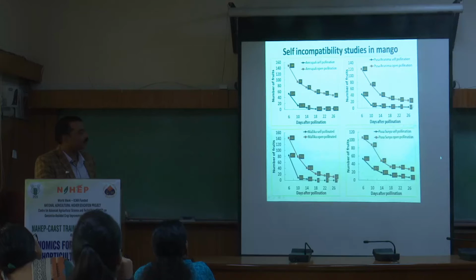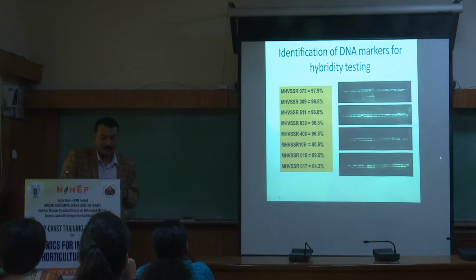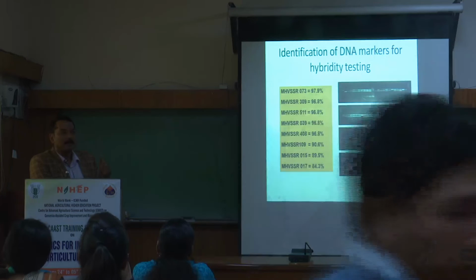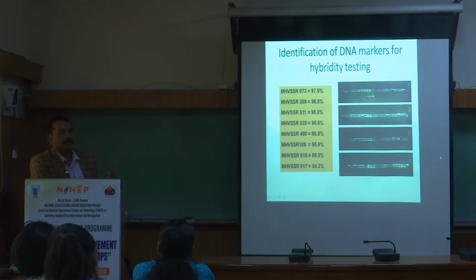Whatever SSR markers we identified from the genome data, around 1,000 we validated, and we screened for polymorphism between parental genotypes. Here at IARI, we are taking Amrapali as the female parent and Sensation as the male donor parent for imparting red peel color in the hybrid progenies. Every time we go for a tedious job, because the flower is tiny and a lot of work and time is required for pollination.